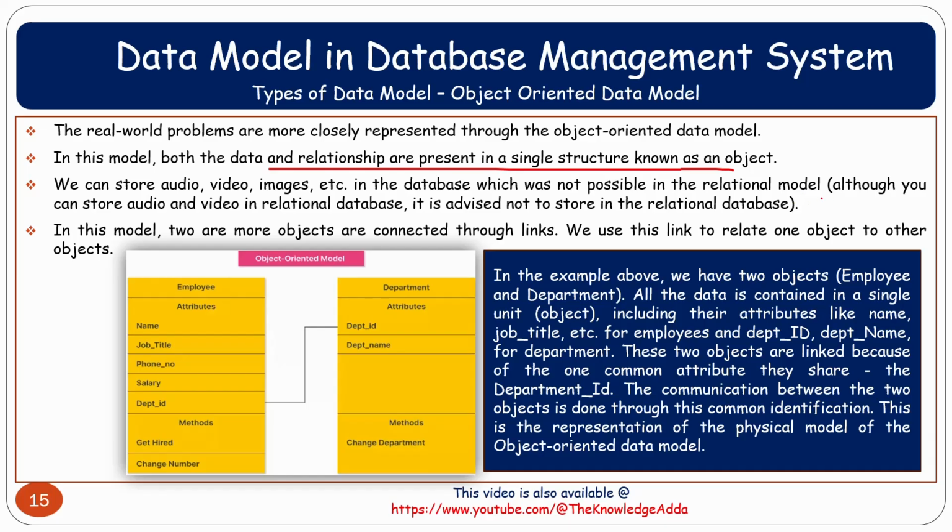Although nowadays you can store these, because so much functionality and so many data types have been developed, in the relational data model also we can store them. But earlier we used the object oriented data model to store audio, video, something like this. So basically this is the structure of the object oriented data model. Here you can see employee with attributes and methods like get hired, change the number.